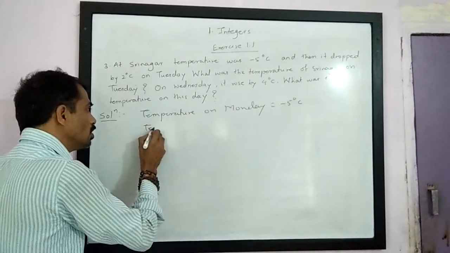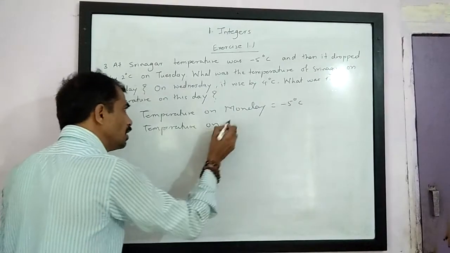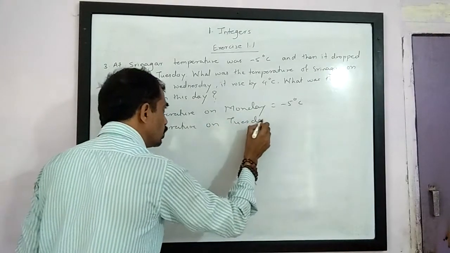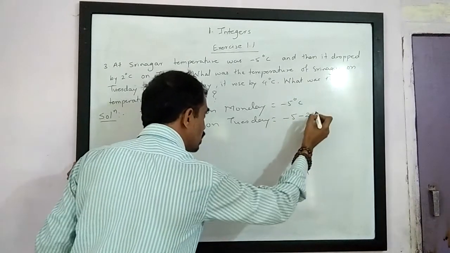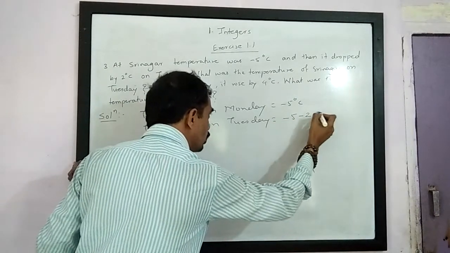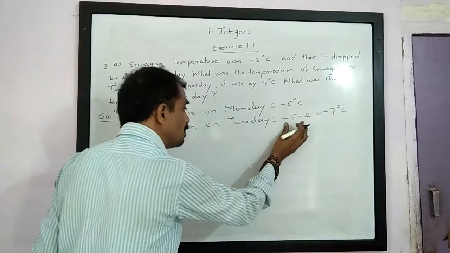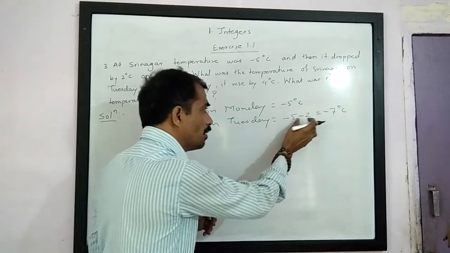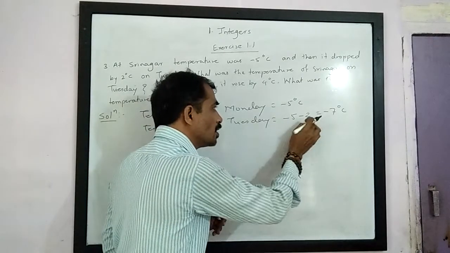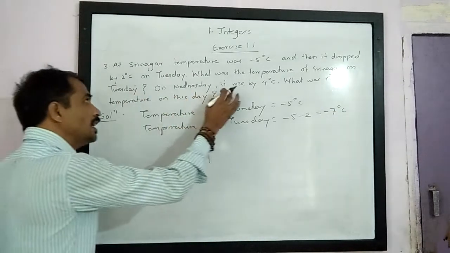So temperature on Tuesday is equal to negative 5 dropped by 2 degrees Celsius. So negative 5 minus 2 is equal to negative 7 degrees Celsius. Both are having the same sign, so we have to add the magnitudes and give the sign. That is 5 plus 2 is 7 and the sign is negative. Then on Wednesday it rose.